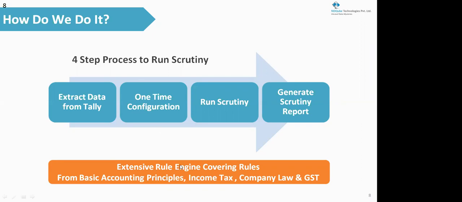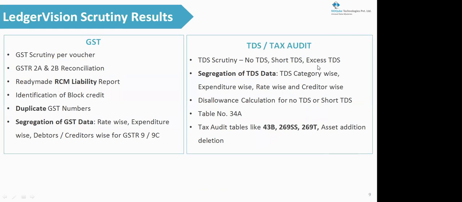So there is an extensive rule engine which covers basic accounting principles, income tax, company law, and GST related provisions and rules. So I will read out some of the important results from the software, then we will go to the demo. For example, in case of GST, we check each and every GST voucher, and there are multiple permutation combinations of wrong GST accounting. There are errors of omission, errors of commission, wrong accounting entries, wrong rates, and instead of input, output is maintained. So there are multiple permutation combinations. Everything is taken care of by the software.